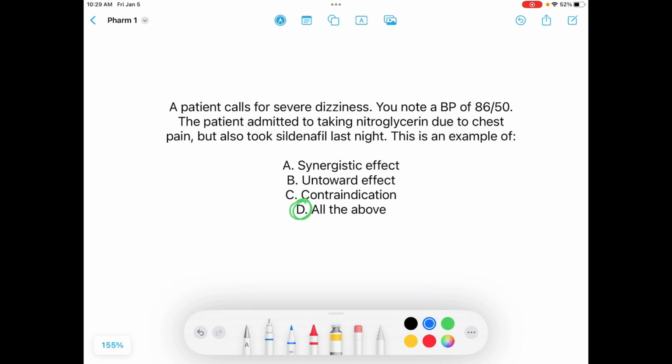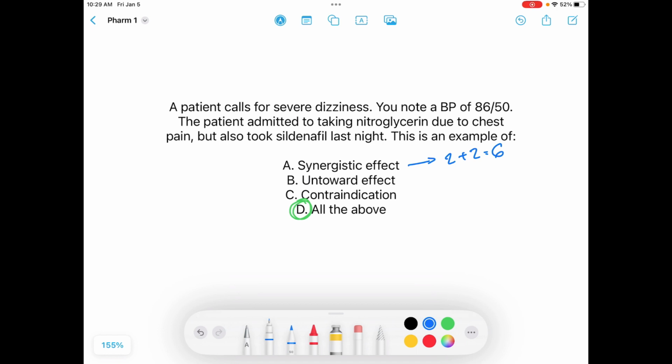Let's break this down a little bit. So a synergistic effect, I always like to describe it as 2 + 2 = 6. So two medications that have not necessarily the same mechanism of action, meaning how they work, but the end result causes the same thing. In this case, both of these medications cause vasodilation. They cause lowered blood pressure. And when you take both of them together, you get a further magnified effect of whatever that is.